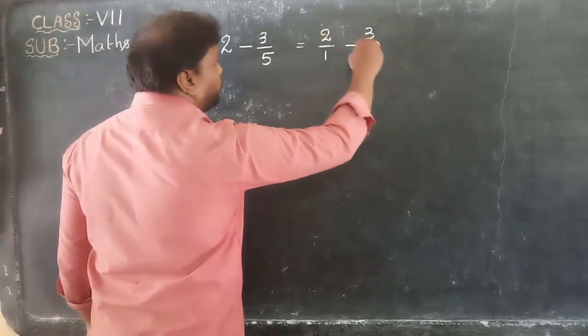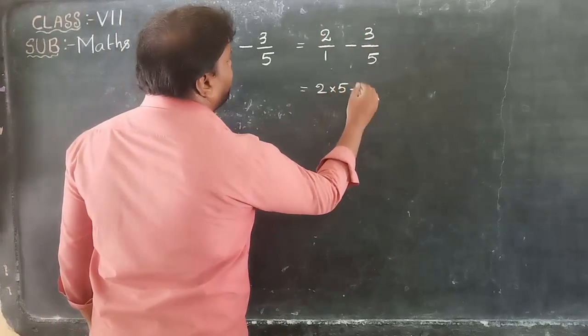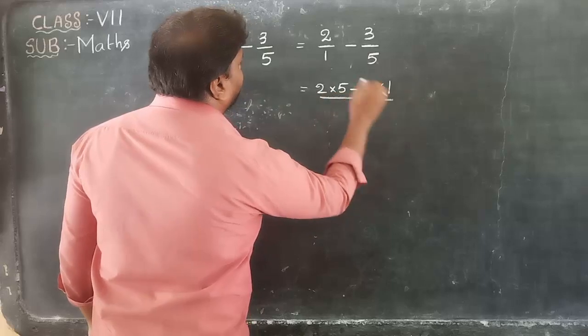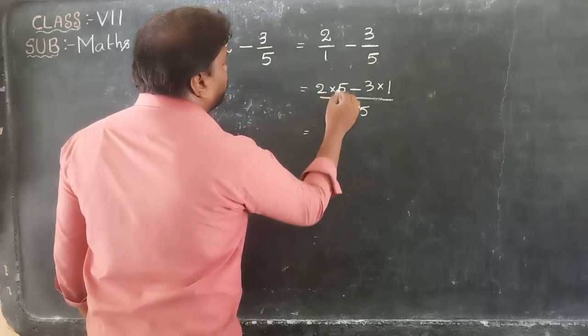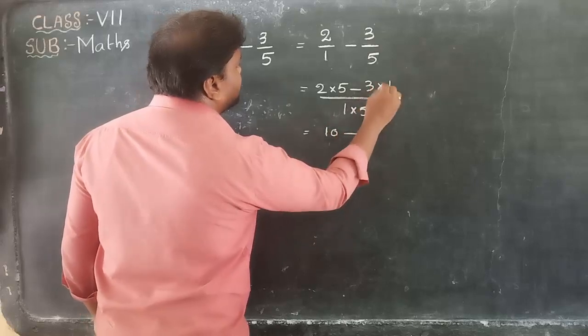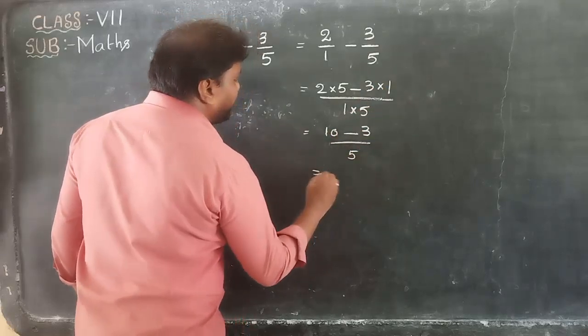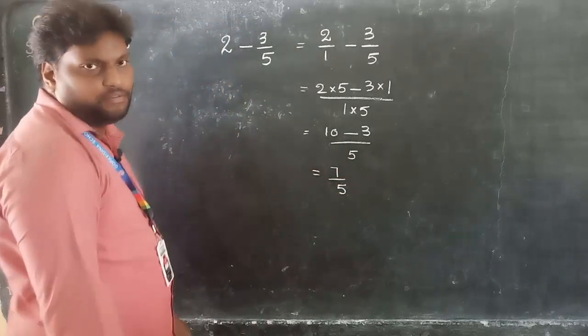Cross multiplication means 2 into 5 minus 3 into 1 by 1 into 5, is equal to 2 fives are 10 minus 3 into 1 is 3, by 1 into 5 is 5. 10 minus 3, how much value? It is 7 by 5.